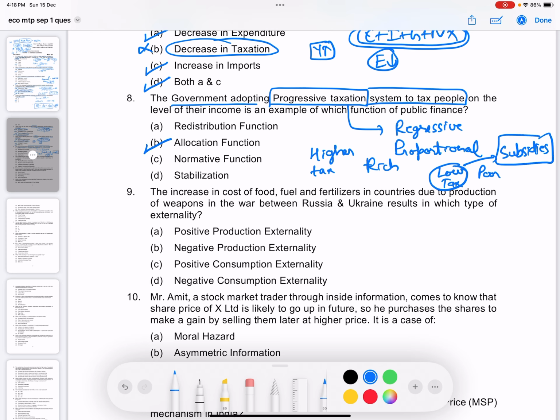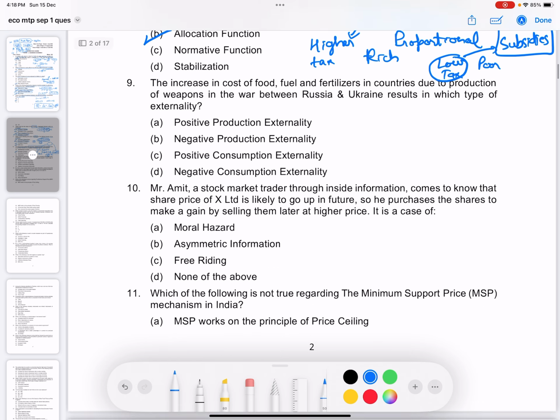This is a function of allocative. This is an allocative function because the government gets the revenue from taxing the rich and then pays the revenue to the poor individuals in form of subsidies.